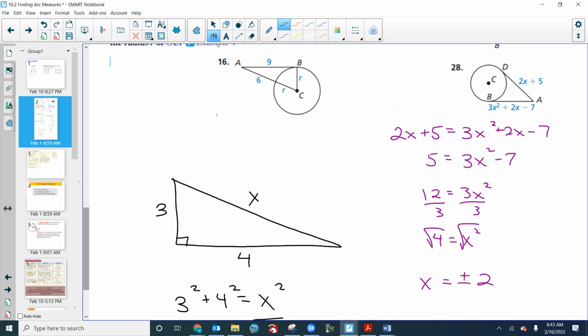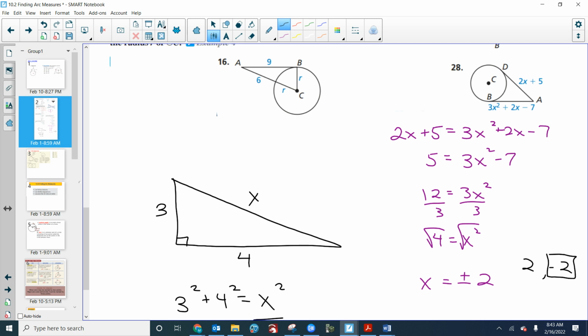2 times, this is 2 and negative 2. Let's test this one. Ready? What's 2 times negative 2? Negative 4 plus 5. That's okay. What's negative 2 squared?